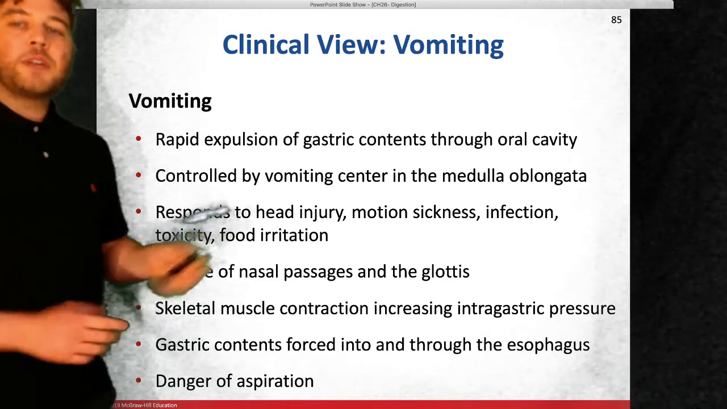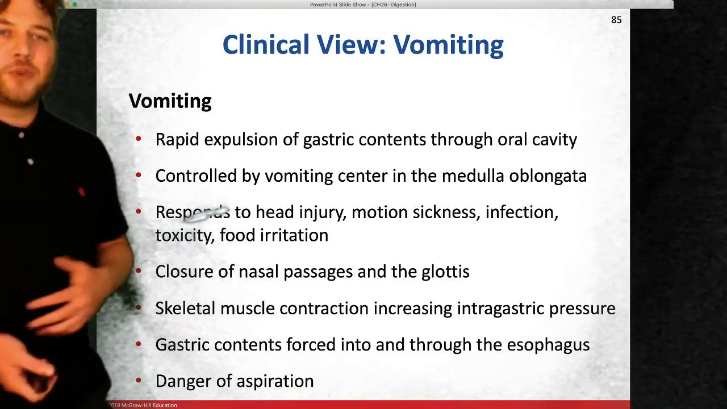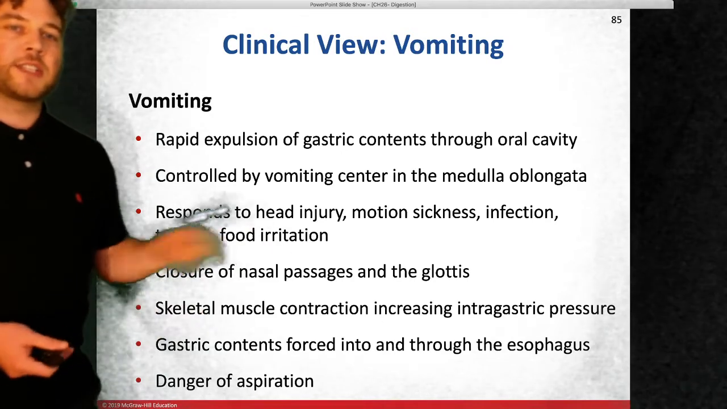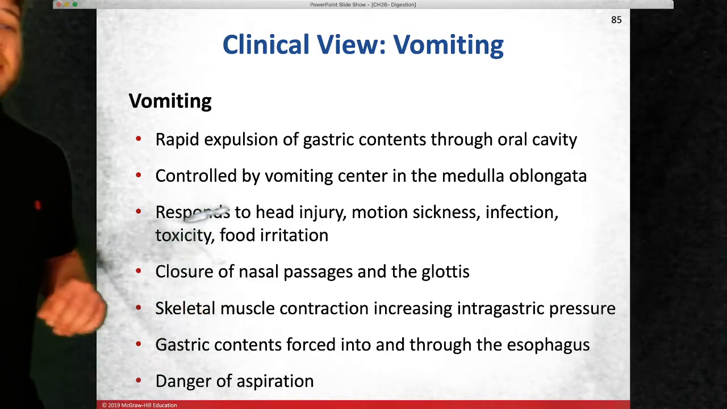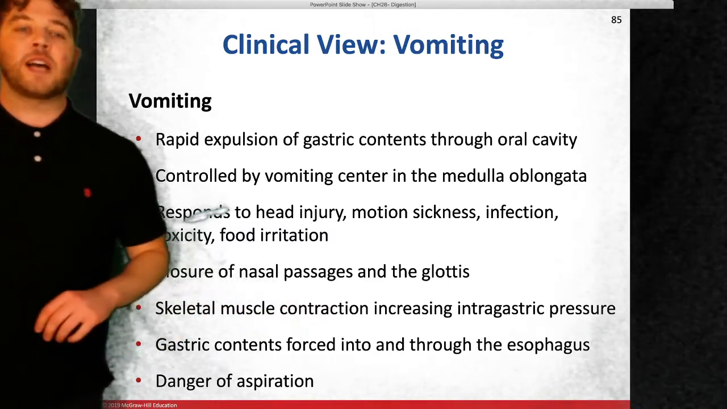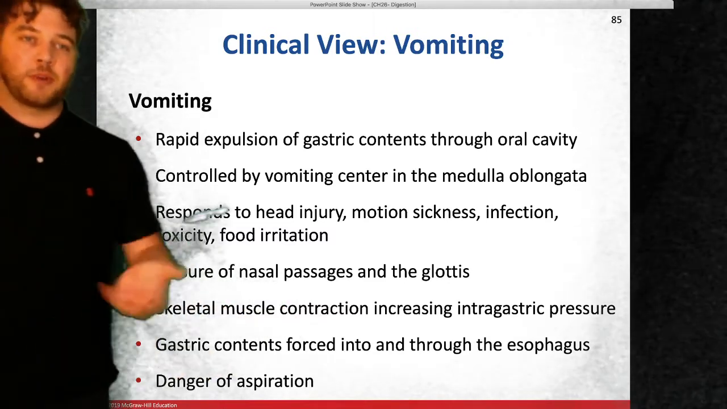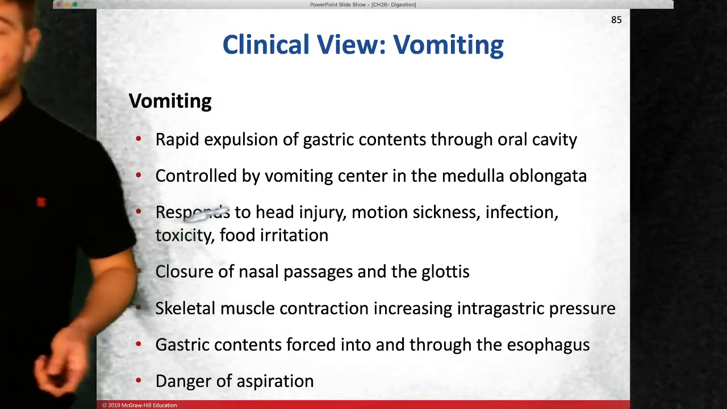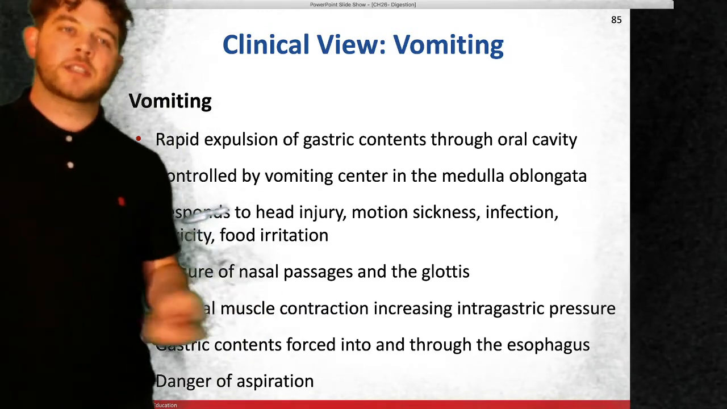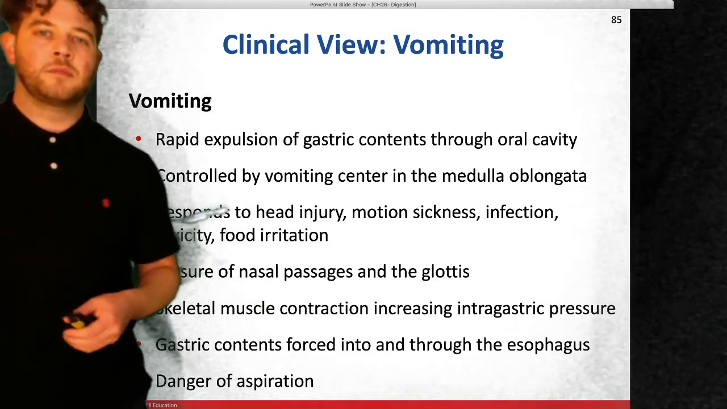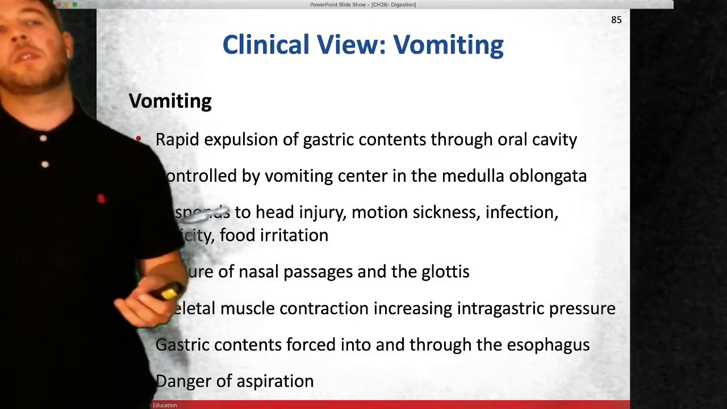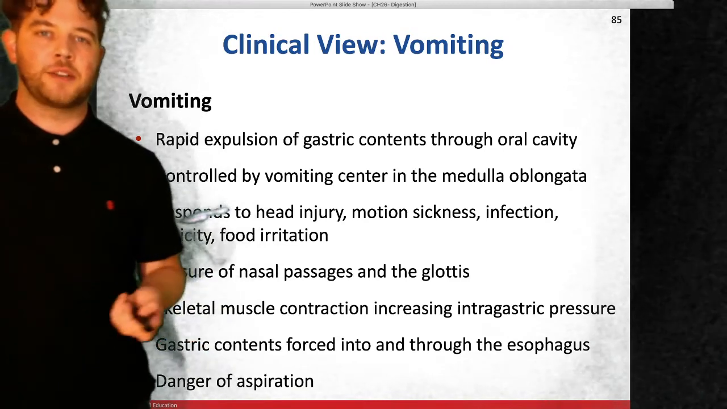Responses to head injury, motion sickness, infection, toxicity, food irritation. Closure of nasal passages and the glottis, skeletal muscles contract, increasing intragastric pressure. The contents are forced into and through the esophagus, causing a danger of aspiration, where it actually goes back down into the lungs, especially if someone is unconscious, or intoxicated and vomiting because they are sick. Definitely make sure that they're on their side, because if they're just laying on their back, then it can flow right back down into their trachea.